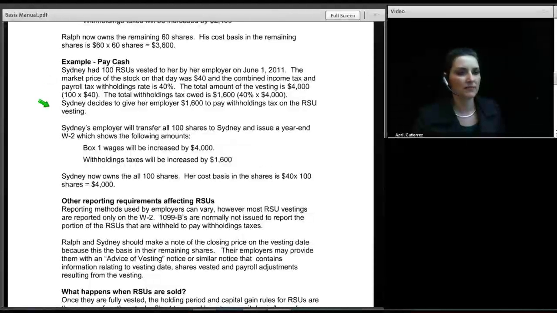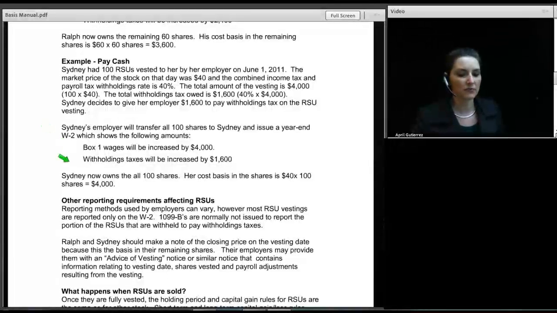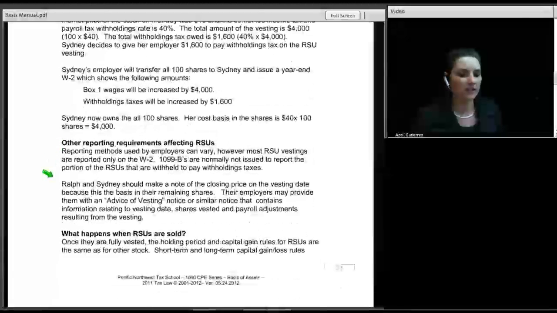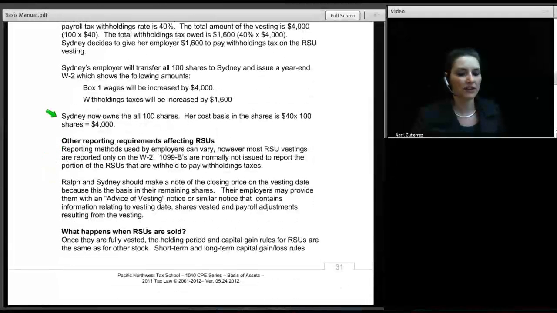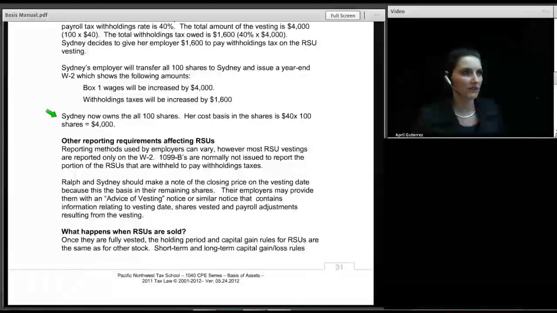Sydney decides she can come up with that cash. She wants to keep the 100 shares, so she brings $1,600 to her employer, and her employer sends that to pay payroll taxes and withholding taxes, and that'll be reflected on her W-2. Sydney's employer will transfer all 100 shares to Sydney and issue a year-end W-2 which shows Box 1 wages increased by $4,000, withholdings increased by $1,600, but she now owns all 100 shares and her basis in those shares is $40 per share, or $4,000.